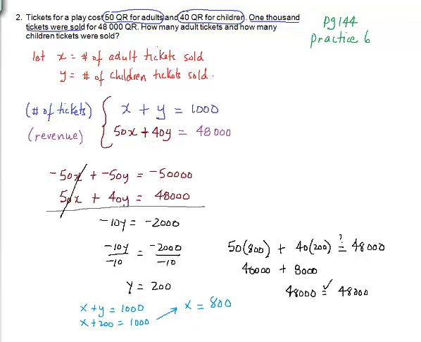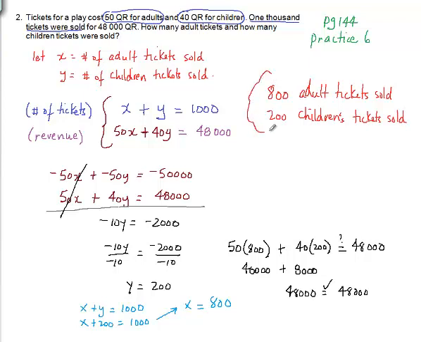Now it's a word problem, so we're required to give a word answer. So you would write something like 800 adult tickets sold and 200 children tickets sold. So make sure you give your answer, and then you can circle it or put a box around it or something to highlight your answer. It's a good thing at the end too. So that's the solution to number 2 on page 144.